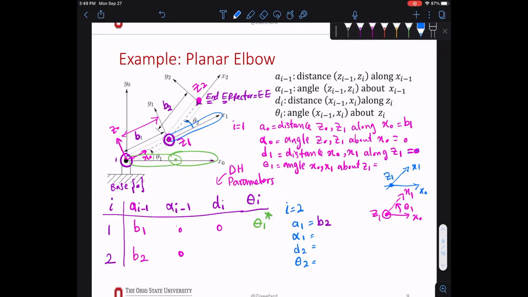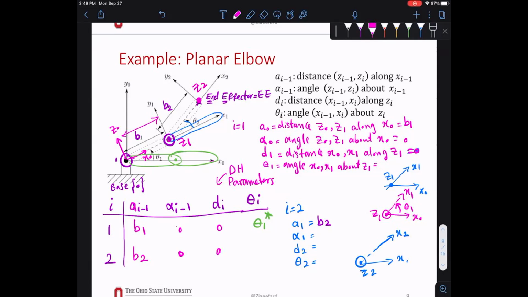I'm going to draw that. So this is X1, X2 along Z2, right? They are coinciding, so there's no distance between them, 0.